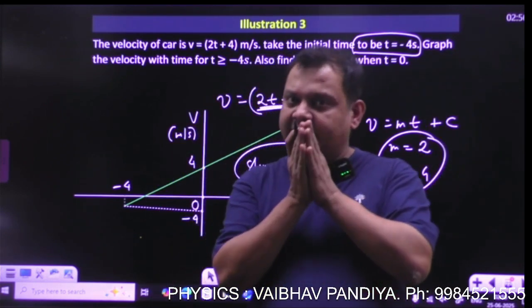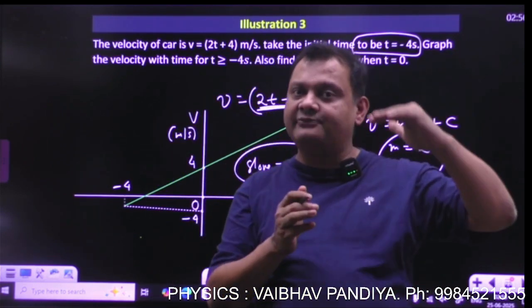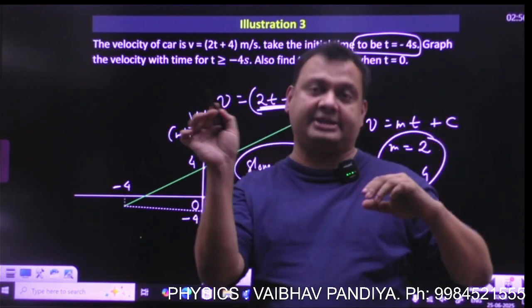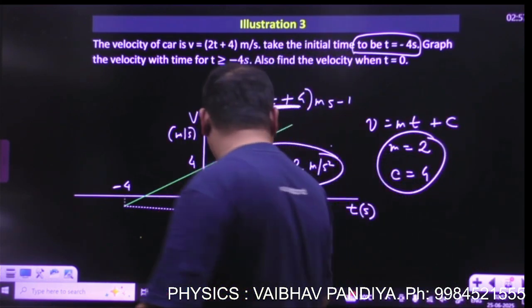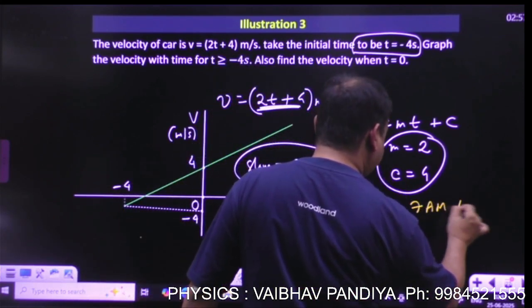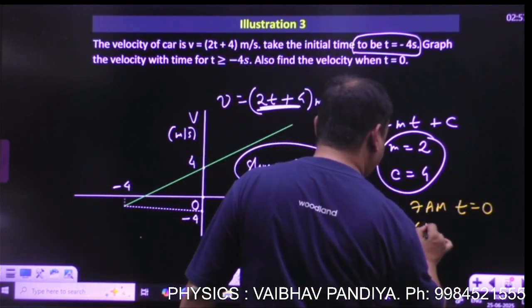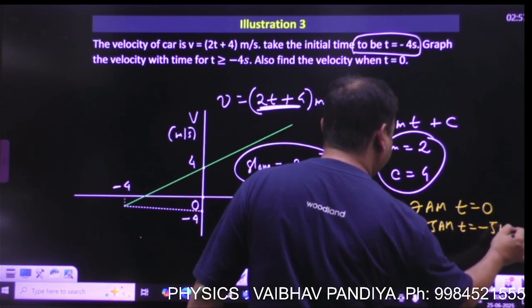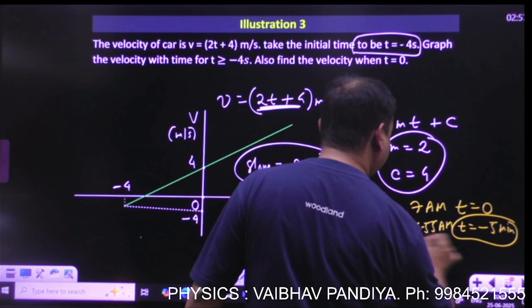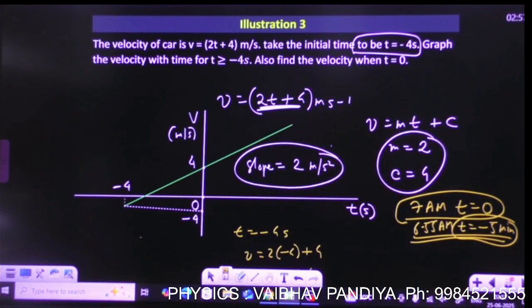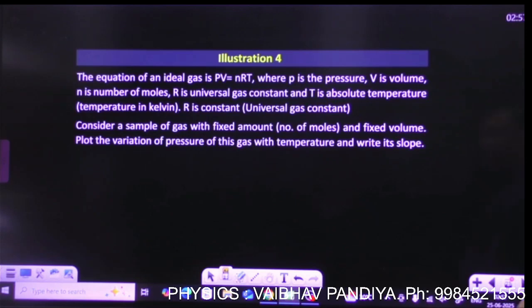Like if 7 am you are taking as t0, then 6:55 am would correspond to a negative value of t. If you are taking 7 am as t0, then 6:55 am would correspond to how much? t is equal to minus 5 minutes. It means 5 minutes before the reference time. Okay. Now see the next illustration.